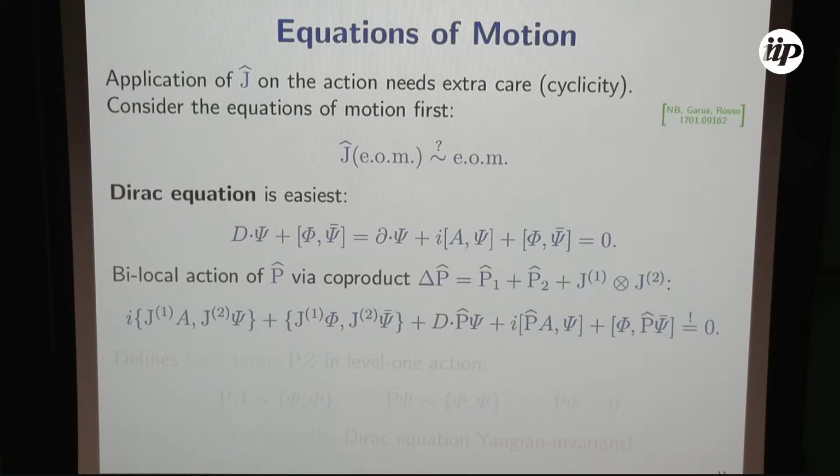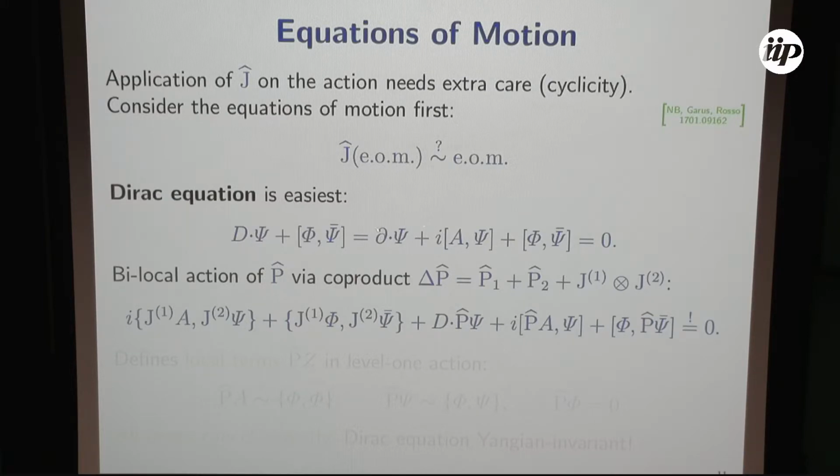Now, you have several equations of motion because you have several fields, but let's look at the Dirac equation because that's easiest. The Dirac equation is something like D-slash on the fermion plus a commutator with a scalar field in this particular theory equals 0.